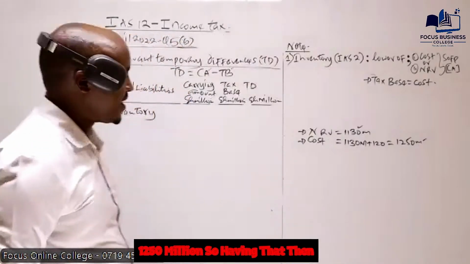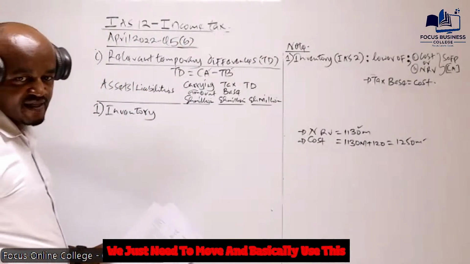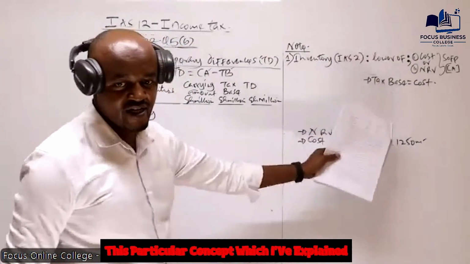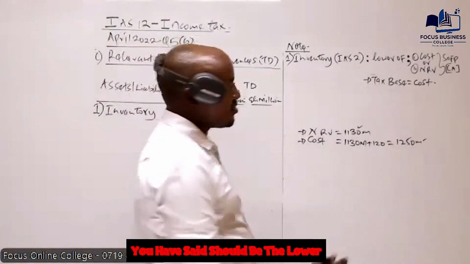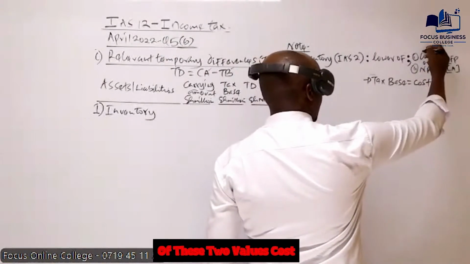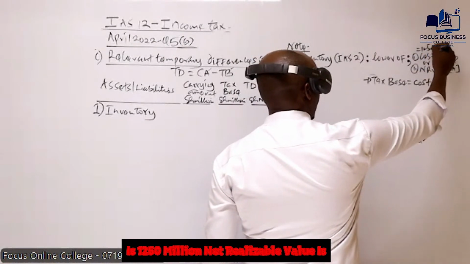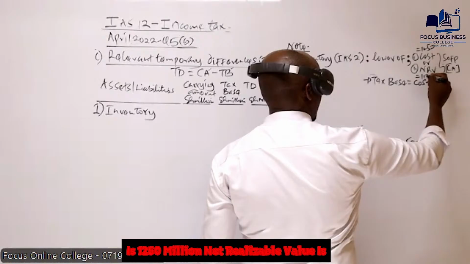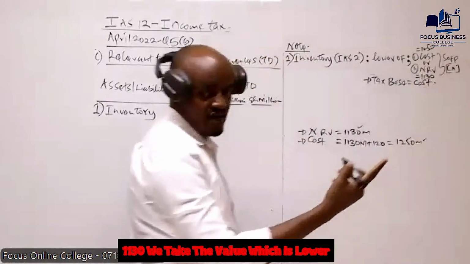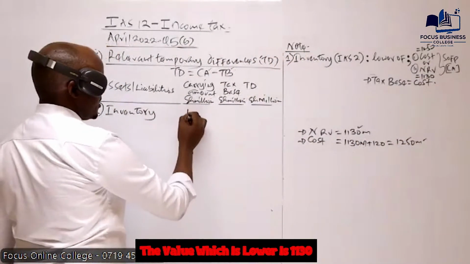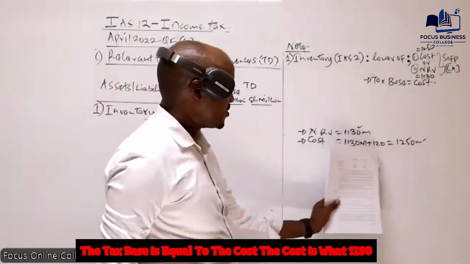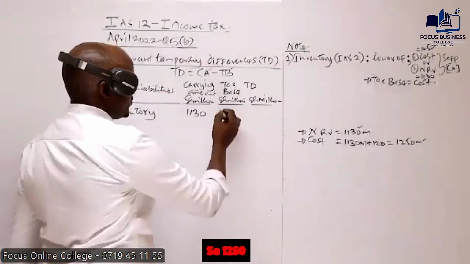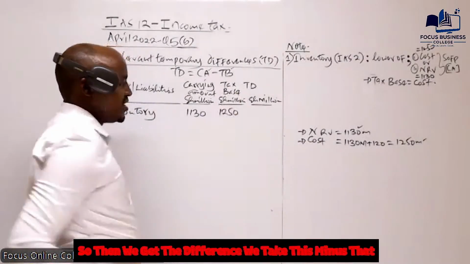So having that, we just need to use this particular concept which I've explained here to determine these 2 values. Carrying amount, we have said, should be the lower of these 2 values. Cost is 1250 million. Net realizable value is 1130. We take the value which is lower. The value which is lower is 1130. The tax base is equal to the cost. The cost is what? 1250.